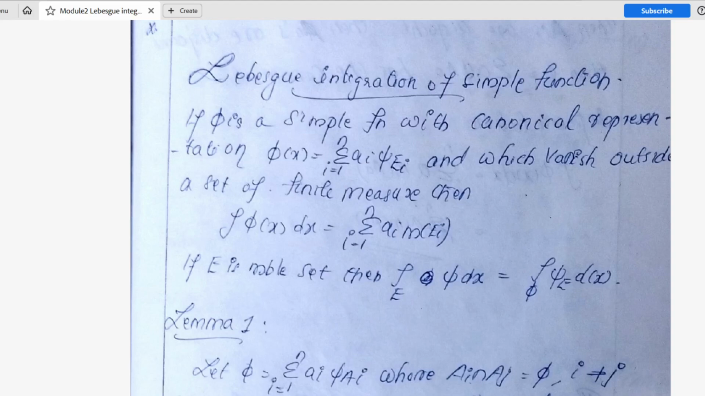So in this lecture we'll be seeing about Lebesgue integration of simple functions. Mainly we have to see the main definition. If phi is a simple function, then with canonical representation, phi will have a canonical representation sigma a_i psi of E_i, that is a characteristic function.